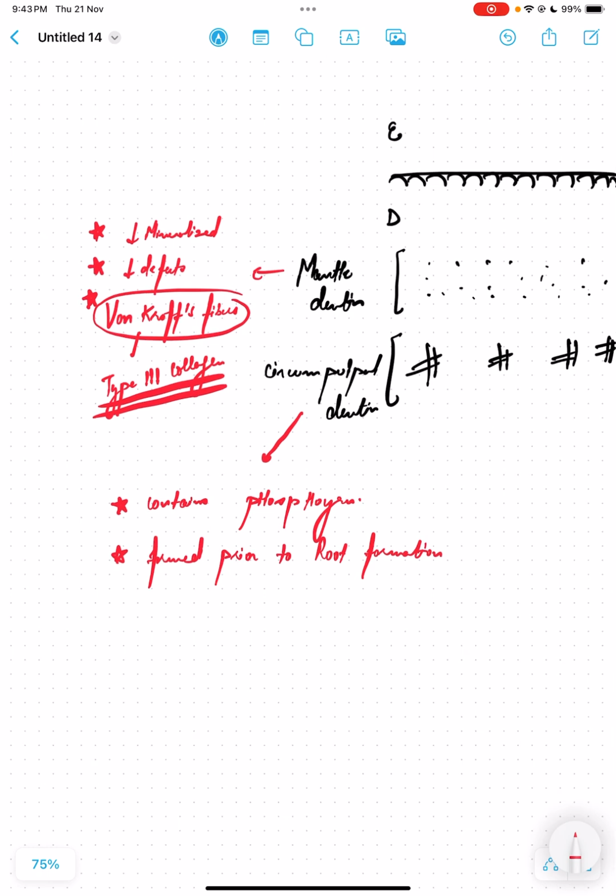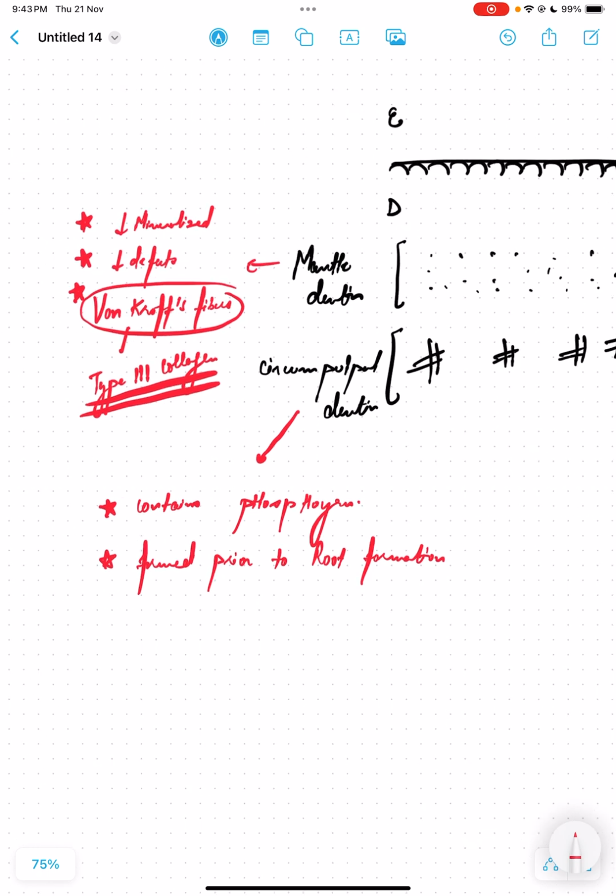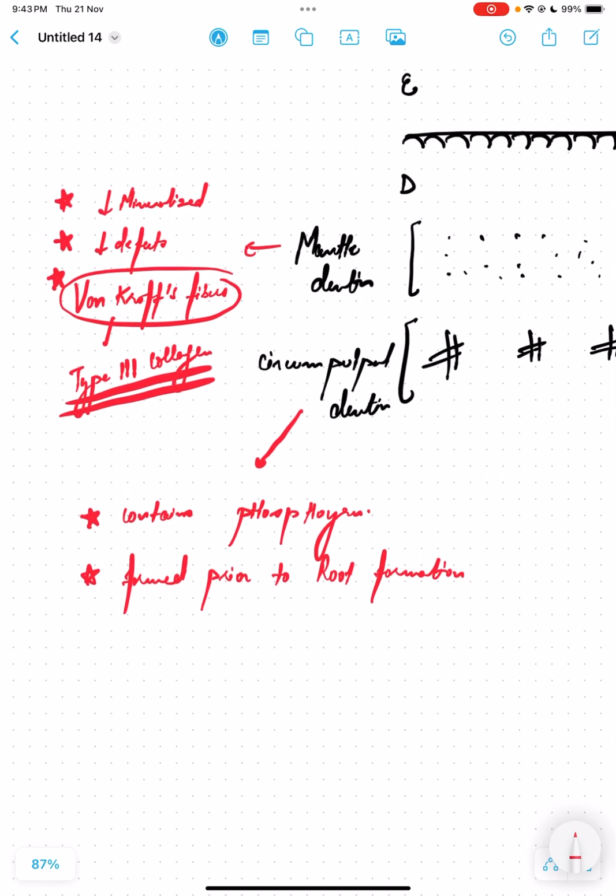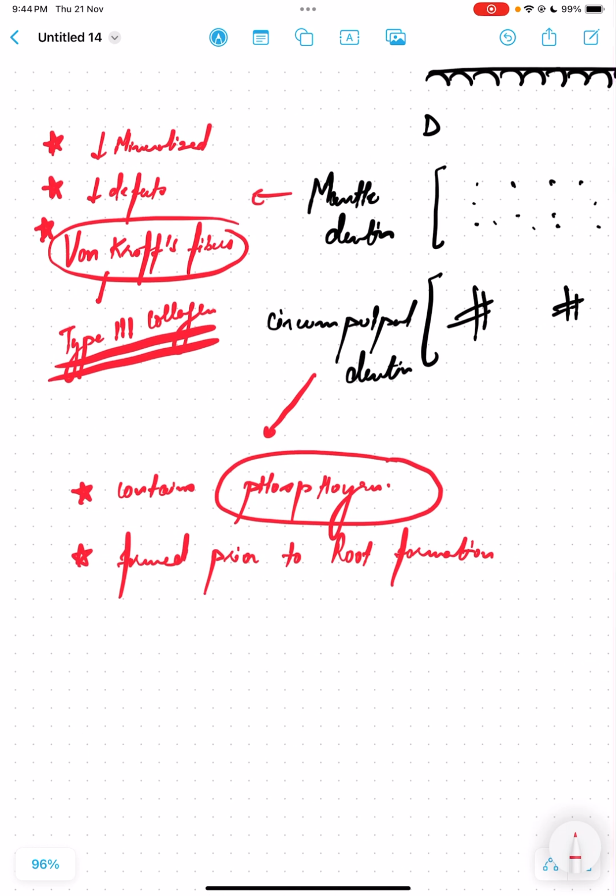Okay, most importantly, in the mantle dentine you have to remember the von Korff fibers, and in the circumpulpal dentine you have to remember that porphyrin fibers can also be seen. These are the important things that all of you have to remember about this. And circumpulpal dentine is highly mineralized, just like mantle dentine is less mineralized.